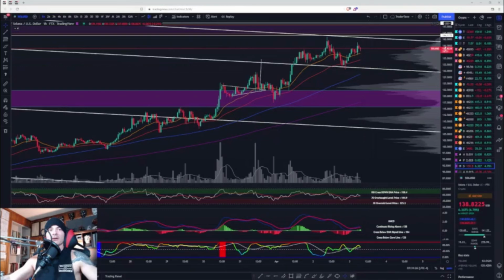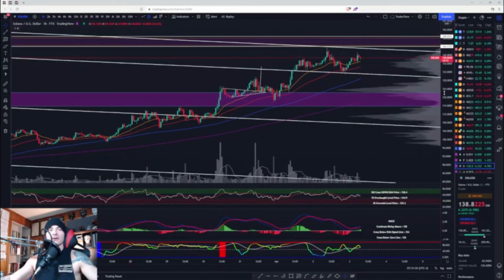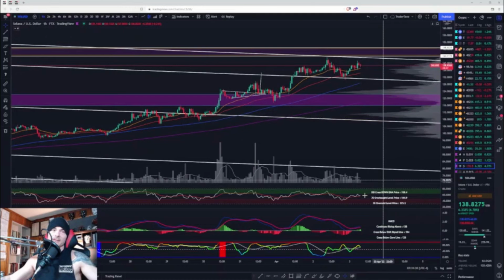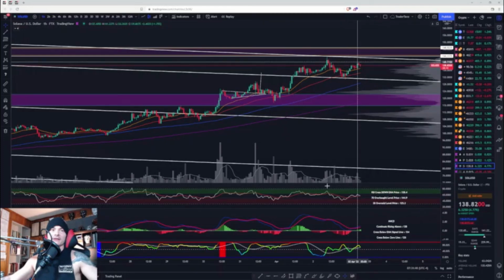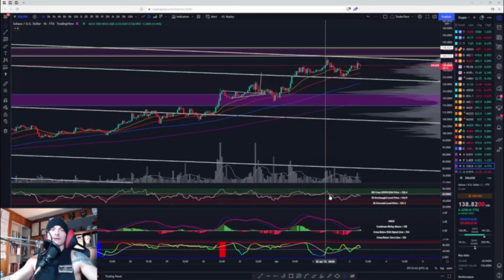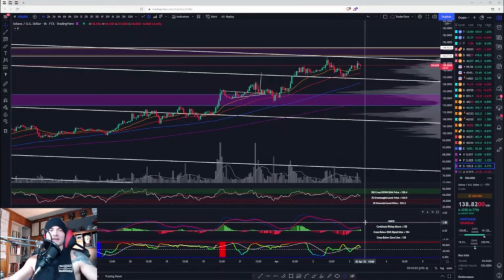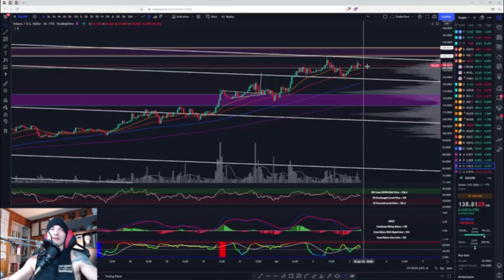RSI is in the neutral median zone. We are above the signal line. Looks like we're coming back down for a retest. We do have bearish divergence from here to here. Actually, no, we do not. I'm sorry. MACD, fresh cross to the upside, but positive momentum is decreasing. Volatility is in the upper zone. We are being held up by the 21 right now. Your moving averages all still have positive slope, and they are pretty fanned out.